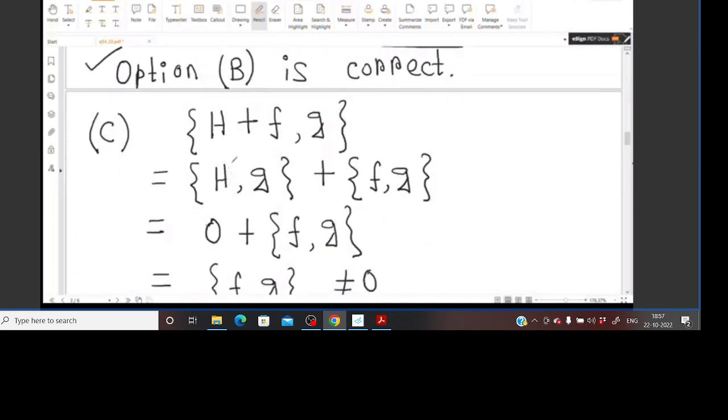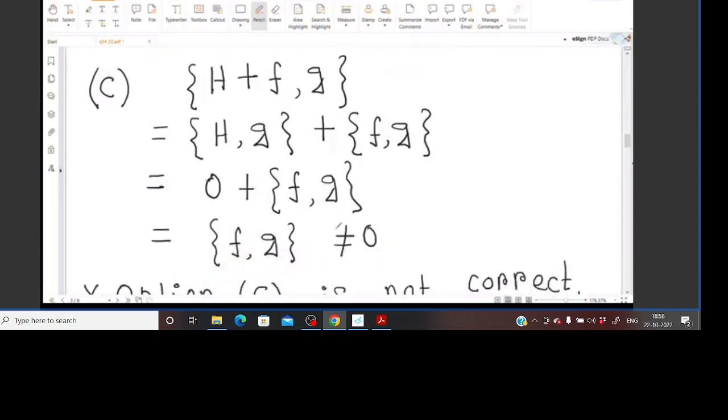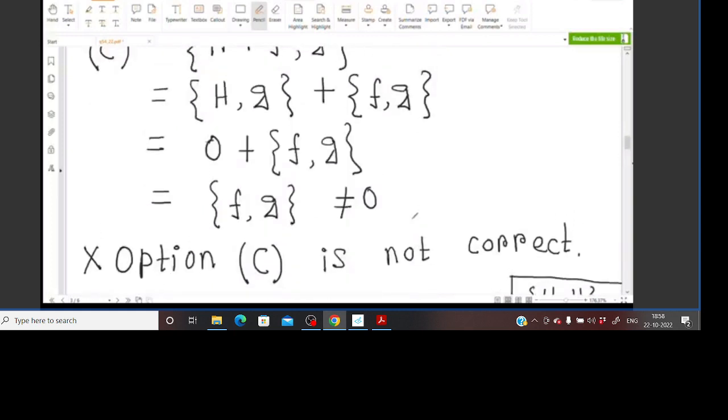Now we'll calculate the Poisson's bracket of h plus f with g. This can be written as the Poisson's bracket of h with g plus the Poisson's bracket of f with g. Here the first term is 0 because the Poisson's bracket of h with g is equal to 0. But the second term is non-zero in general. So the Poisson's bracket of h plus f with g is non-zero in general. This means option C is not correct.